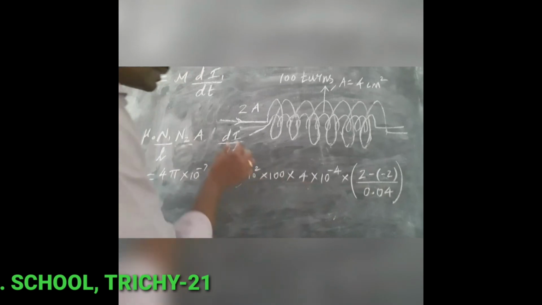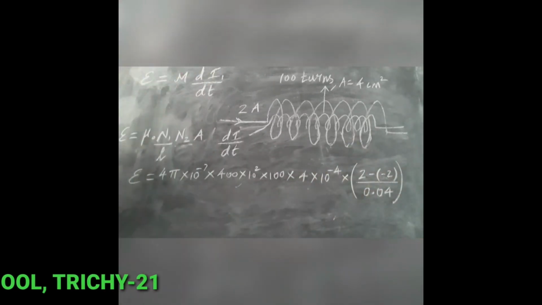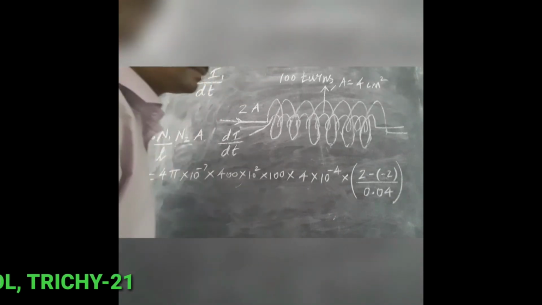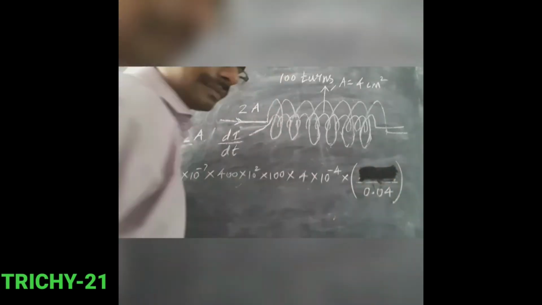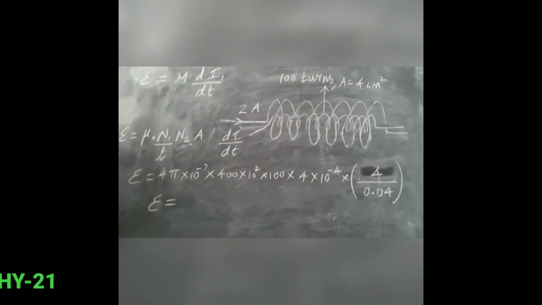So how can we find the difference? di means you have to find the difference. So 2 minus minus 2, that can be written as 4 itself. 4 by 0.04, so this can be easily cancelled. Manually you can do, no need of log. So 0.20 volt. That is the induced EMF in the second coil.